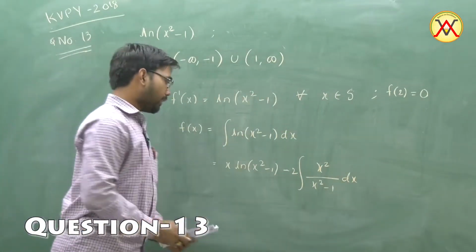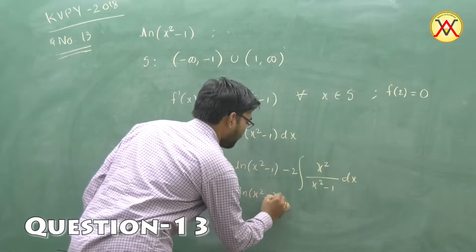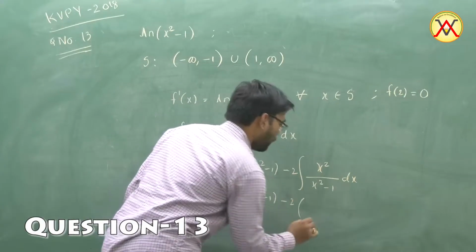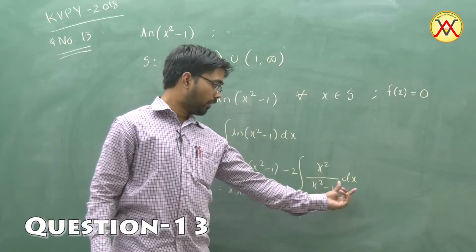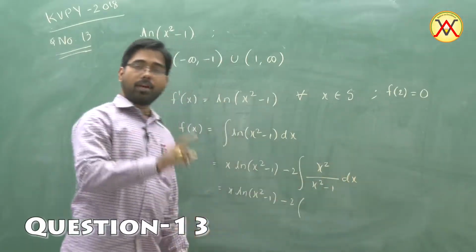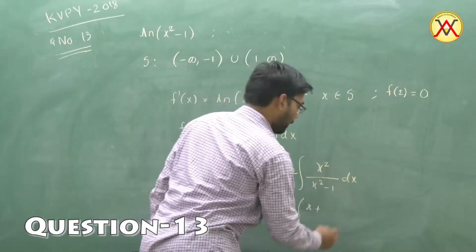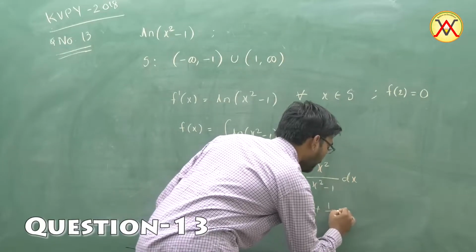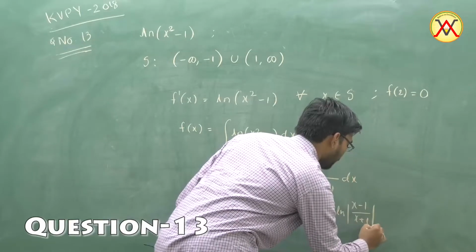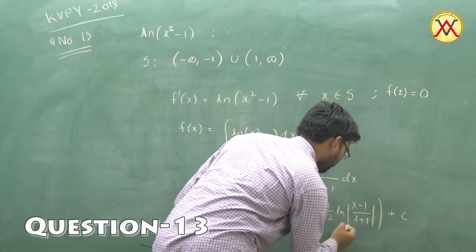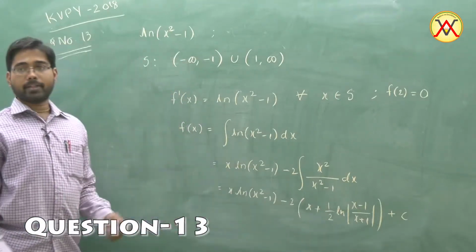So after integrating this, what do we have? We have x ln of x square minus 1 minus 2 times of, so we will split it here, x square minus 1 plus 1. So you will have 1, and then you will have 1 upon x square minus 1. Integration of 1 is x, plus 1 upon x square minus 1 is half ln mod x minus 1 upon x plus 1 plus c. Okay. So this is the integral of f of x.